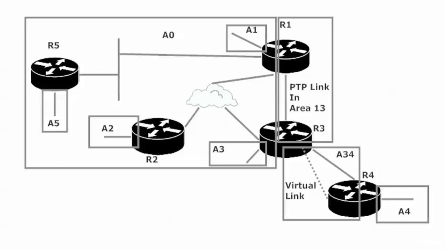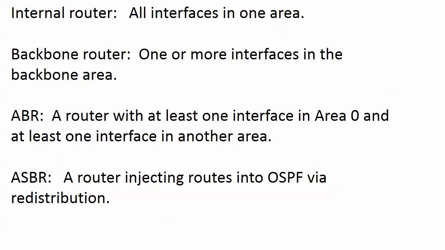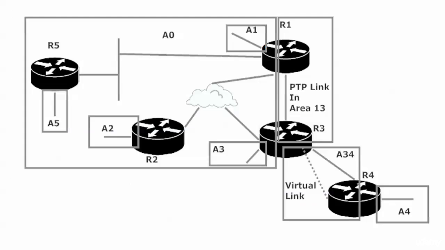And what a virtual link really is, it's an extension of area 0. So when you put a virtual link in like this, that router on the other end of the virtual link, the one that doesn't have a physical connection to area 0, it is now an ABR because it has a logical connection to area 0. With the ABR, when it says a router with at least one interface in area 0, that can be a physical interface or it can be a logical one. And that's exactly what it was here. It was a virtual link.